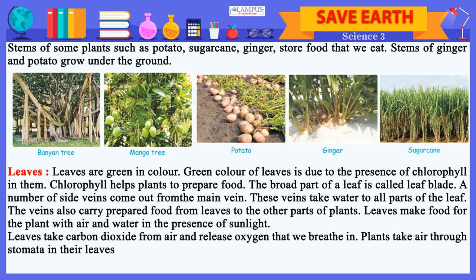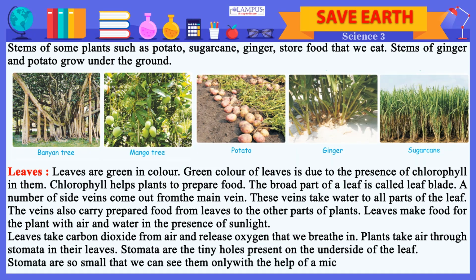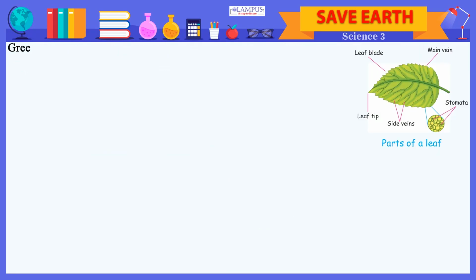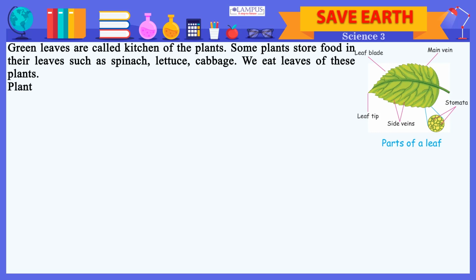Plants take air through stomata in their leaves. Stomata are the tiny holes present on the underside of the leaf. Stomata are so small that we can see them only with the help of a microscope. Green leaves are called kitchen of the plants. Some plants store food in their leaves such as spinach, lettuce, cabbage. We eat leaves of these plants.